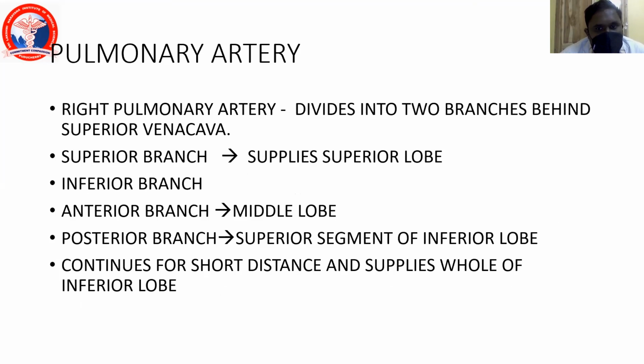Pulmonary artery. The right pulmonary artery divides into two branches behind the superior vena cava. The superior branch supplies the superior lobe. The inferior branch gives the anterior branch to the middle lobe and the posterior branch to the superior segment of the inferior lobe, then continues for a short distance and supplies the whole of the inferior lobe.